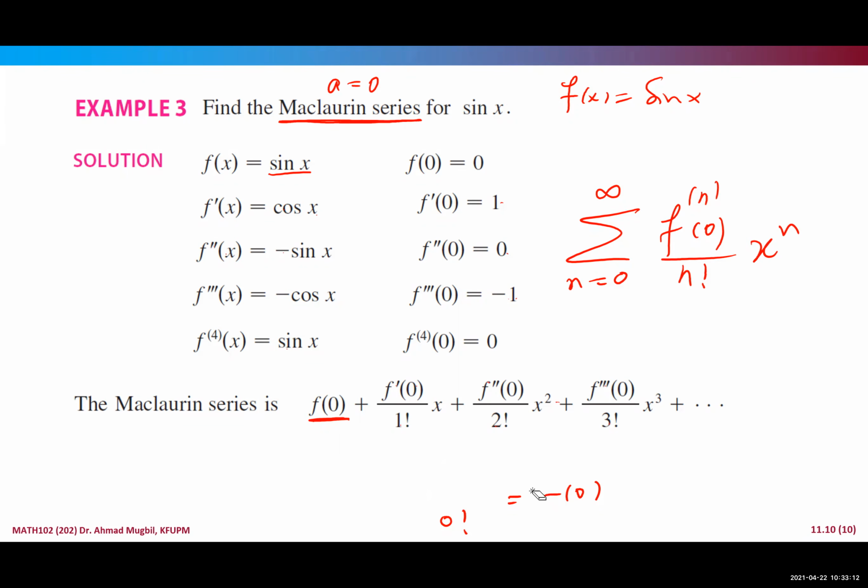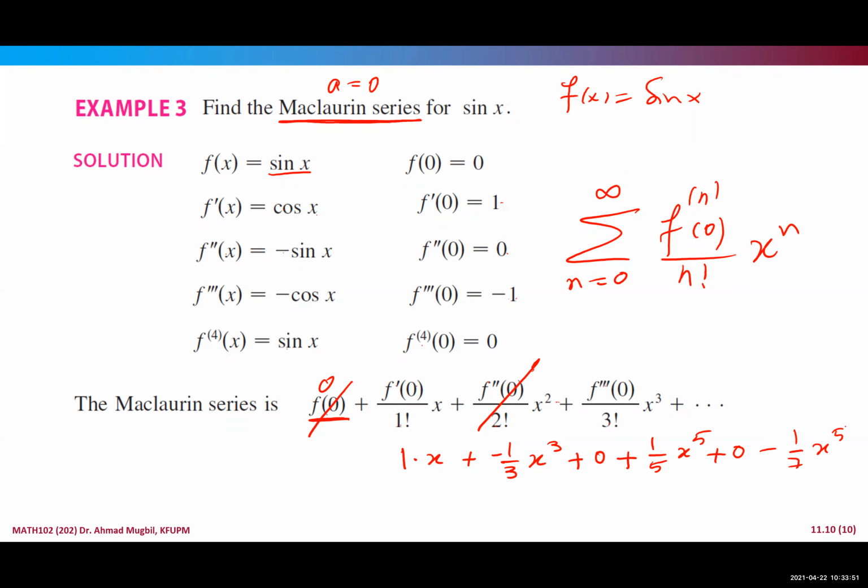Now let's substitute. What is f at 0? f at 0 is 0, so this will be gone. f prime is 1, so we will have 1x. Plus, the second derivative is 0, so this term will be 0. Plus, the third derivative is negative 1, so we will have negative 1 over 3 factorial x to the power 3. If we continue, the fourth derivative will be 0. Then it will be plus 1 over 5 factorial x to the power 5. Then minus this time, and so on. You will have it like that.